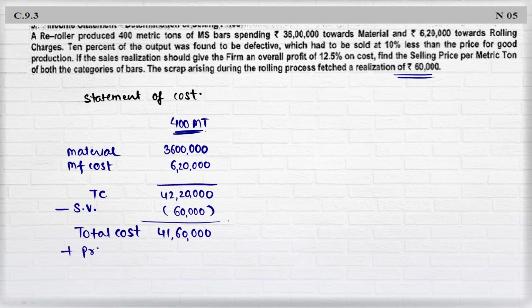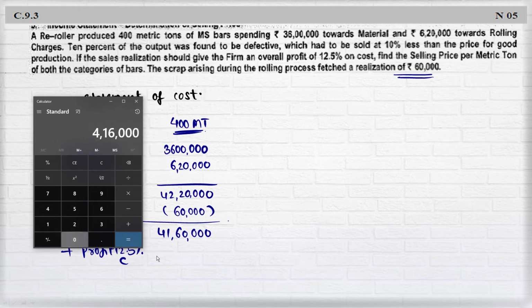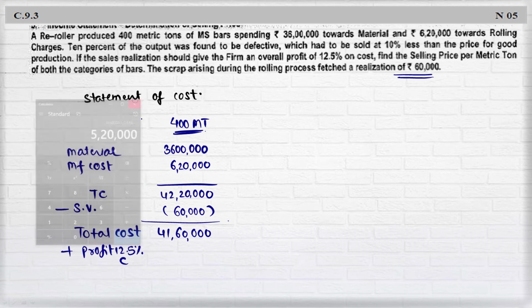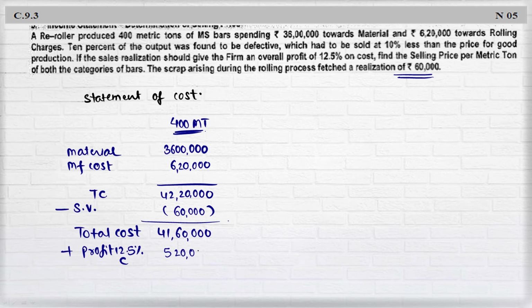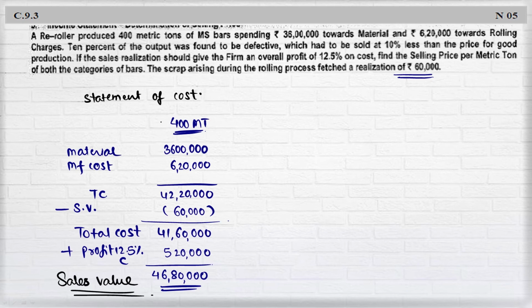I want some profit on it. It is 12.5% on cost. 41,60,000 multiplied by 12.5%. 5,20,000. This is 46 lakh 80,000 rupees. I want sales value from 400 metric ton.